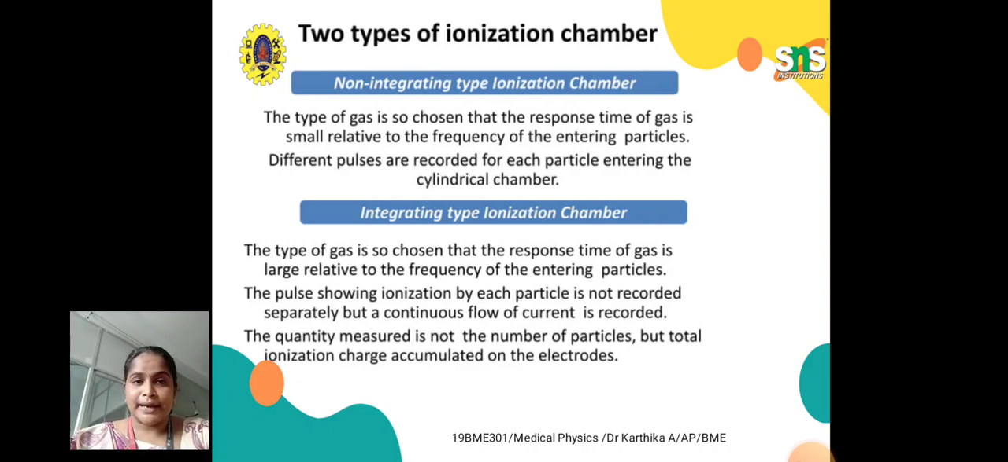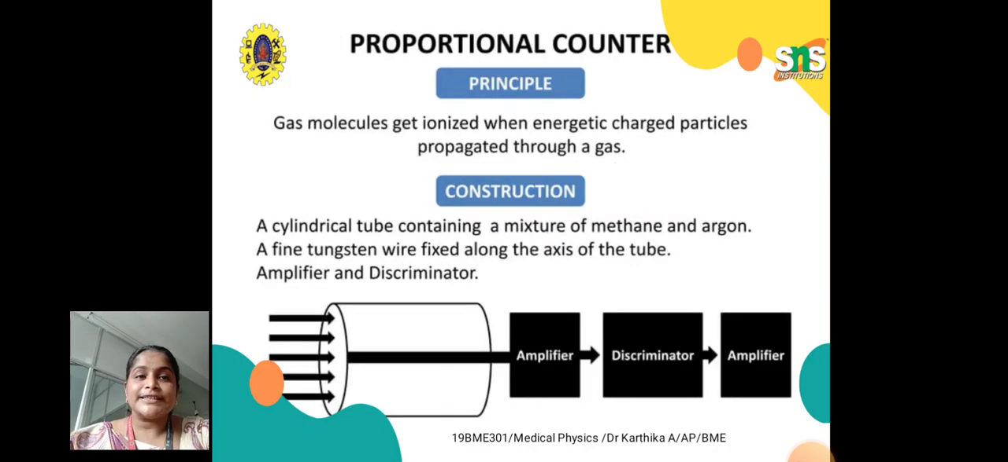In this integrating type, the response time of the gas is large relative to the frequency of the entering particles. The pulse showing ionization by each particle is not recorded separately, but a continuous flow of current is recorded. The quantity measured is not the number of particles, but the total ionization charge accumulated on the electrode. See this one, here we have the proportional counter.